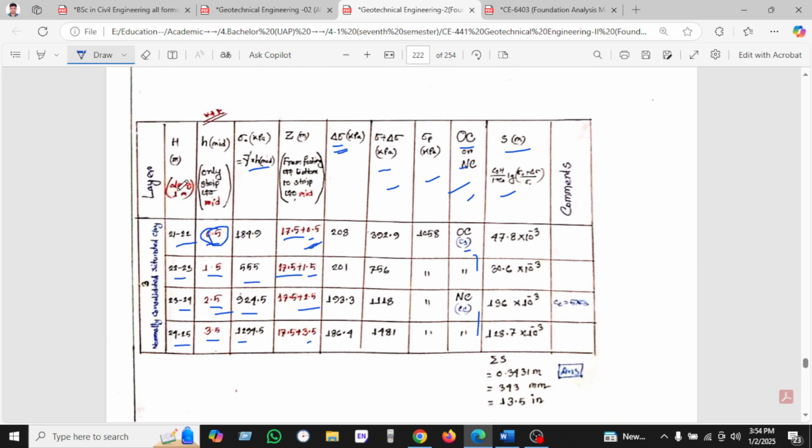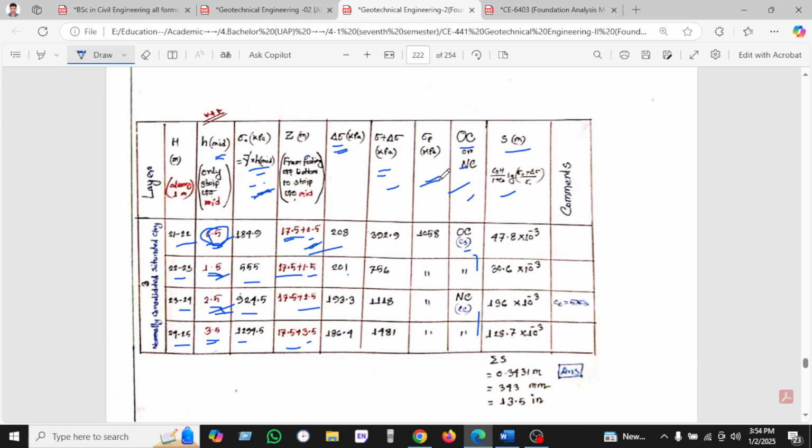So we can see here the variation of h layer. We always take a 1 meter strip, and h is the midpoint of the strip, which is 0.5, 1.5, 2.5 and 3.5. Sigma naught equals gamma into h, where h is the mid of each layer, and z is found as 0.5 into 0.5 plus 1.5 into 2.5 and 3.5, and delta sigma into 208 and 201 19.3.